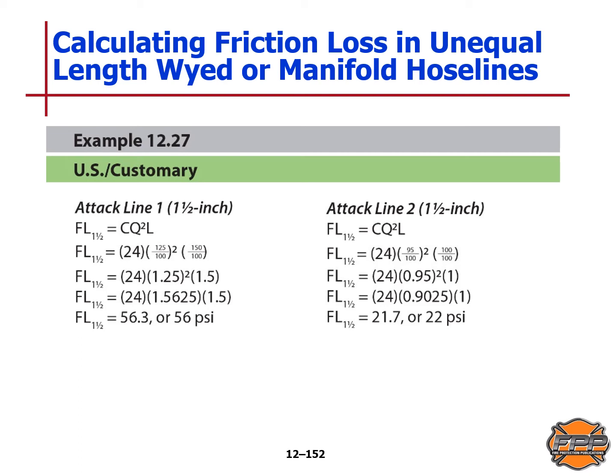And our next line, we have friction loss at 1.5 equals 24 times 0.9025 times 1. So our friction loss for our second attack line is friction loss at 1.5 equals 21.7 or 22 psi. So you can see how, even though they're both 1.5 inch lines, because they're different lengths, they're going to have different friction loss levels.